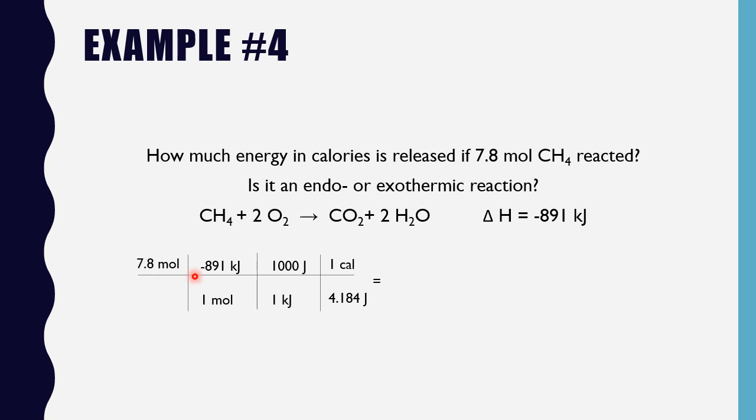7.8 times negative 891 times 1,000 equals, or enter. And I divide that by 4.184. And it's going to give me a long answer. I can write that long answer, or I can change it to scientific notation. They're both correct answers, as long as they're rounded to the nearest hundred. And notice that the new units, it's no longer kilojoules because I converted it to little calories, lowercase c, calories.